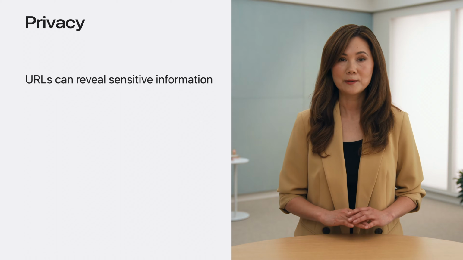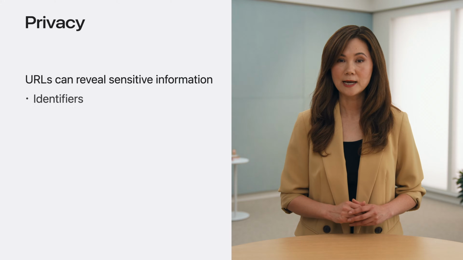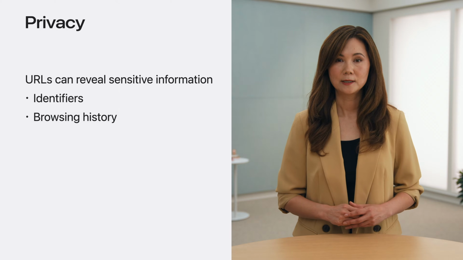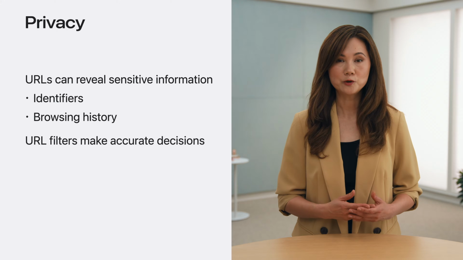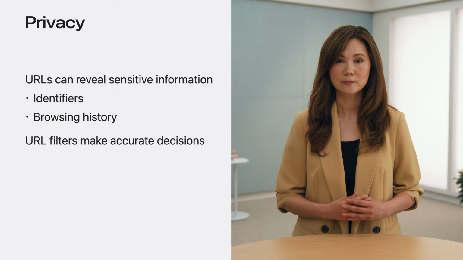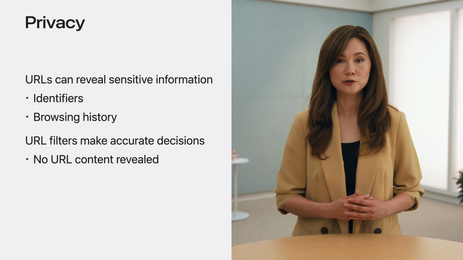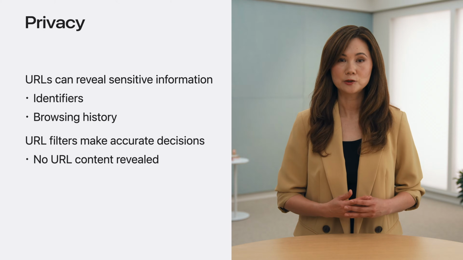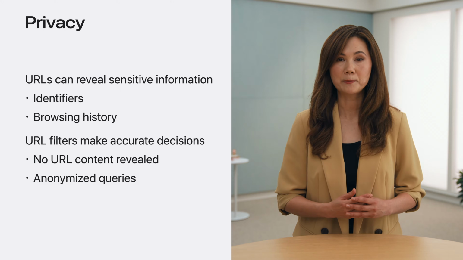At Apple, we believe privacy is a fundamental human right. URL filtering uses state-of-the-art cryptography to let you build apps that effectively make filtering decisions based on the full URL without compromising privacy. URLs can reveal sensitive information like unique identifiers or browsing history. Network Extension is designed to allow you to build a content filter that makes accurate filtering decisions based on the full URL. But the URL contents are not revealed to the app, and all database queries to the backend servers are anonymized to protect privacy.